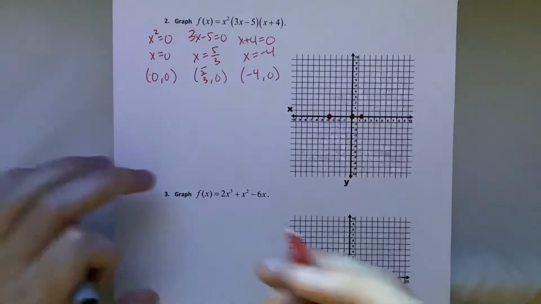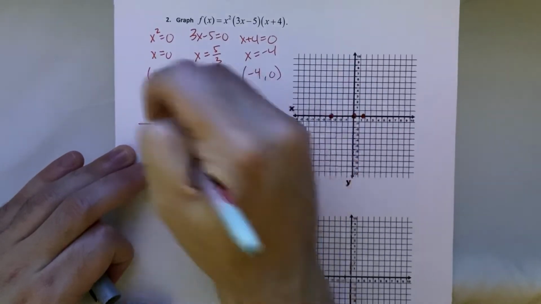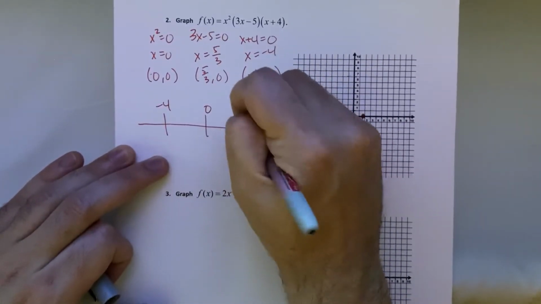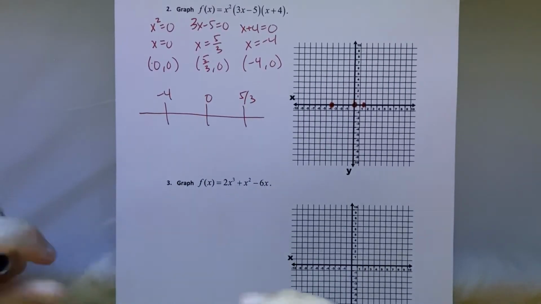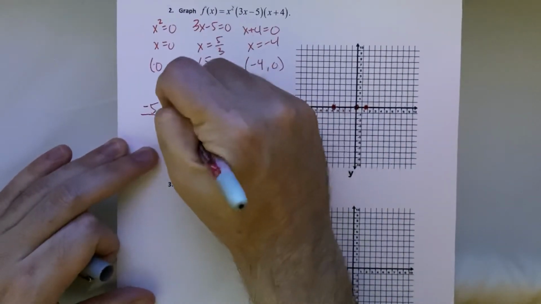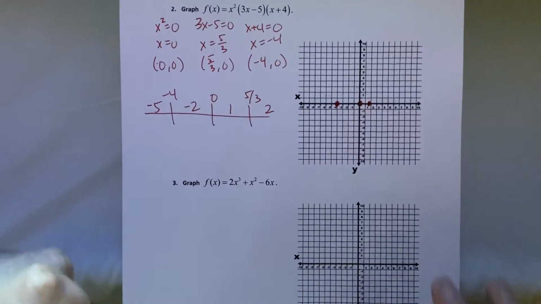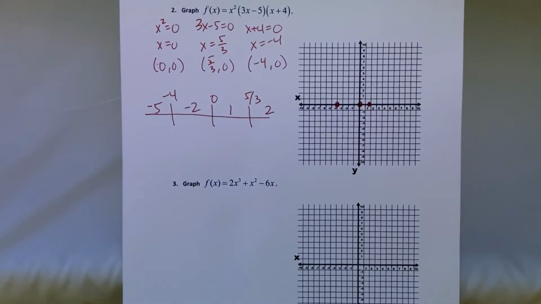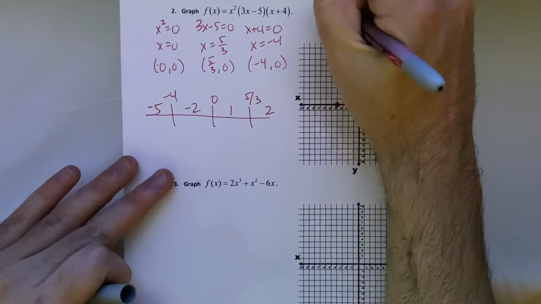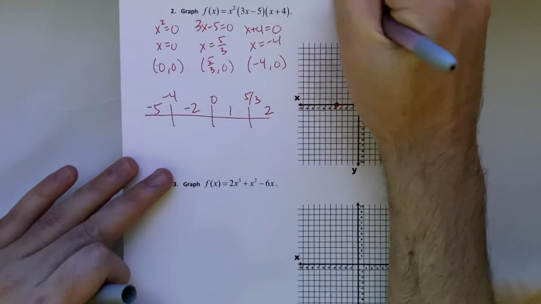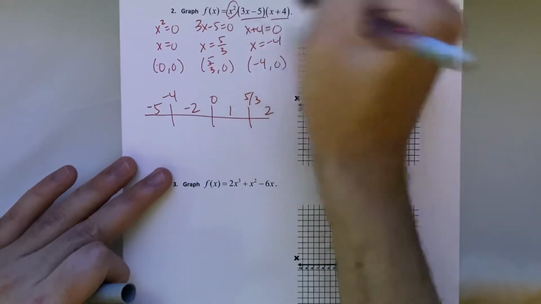What this thing does is it takes our zeros, -4, 0, and 5/3, and it makes a positive negative chart, so we plug in a value in each range. So -5, say -2, 1, and 2, and it plugs them in. And it just keeps in mind if they're positive or negative. Now remember, anything squared is positive, so let's talk about f of -5. Just in terms of what I have here.